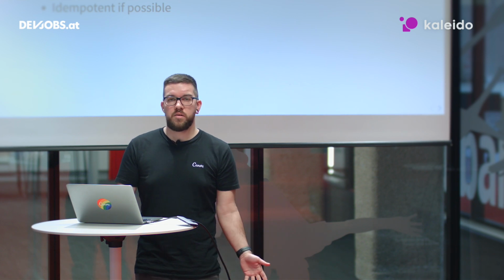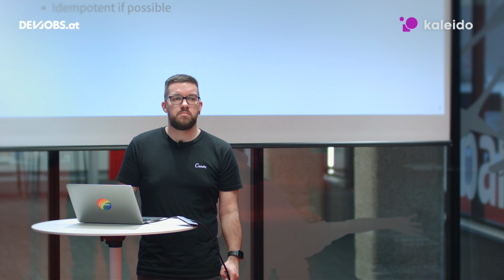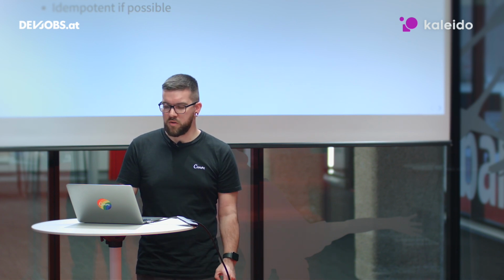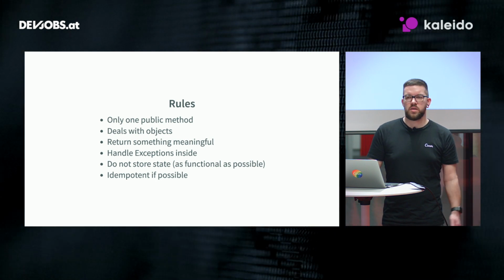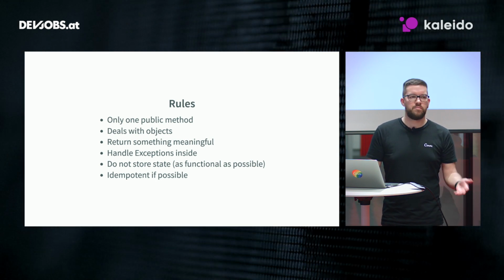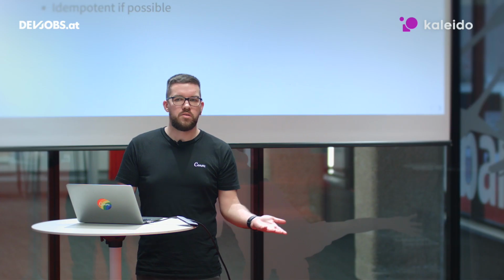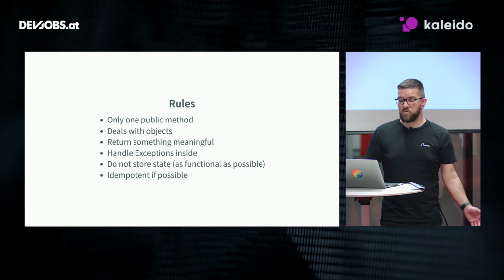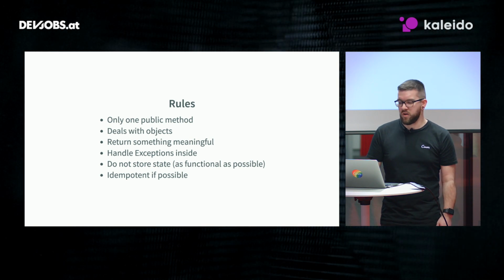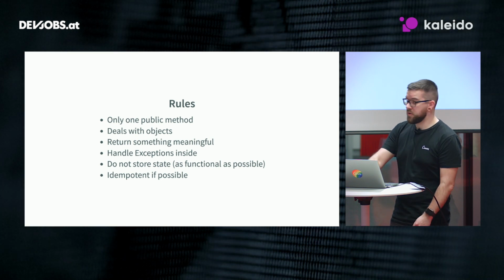We handle the exceptions inside, so no exception handling in the controller. They do not store state. For obvious reasons, this should be as functional as possible. And if possible, they should be idempotent, so you can run them multiple times without breaking anything. So if the payment fails for whatever reason, I should be able to call the method again, and then it fails again. It should not leave things in a half-broken state. Yeah, and as with all rules, follow them long enough until you know how and when you can break them for your own good. That brings me to the end of my presentation.